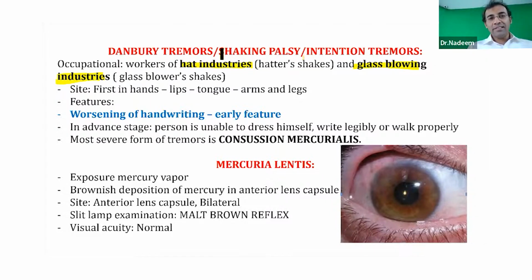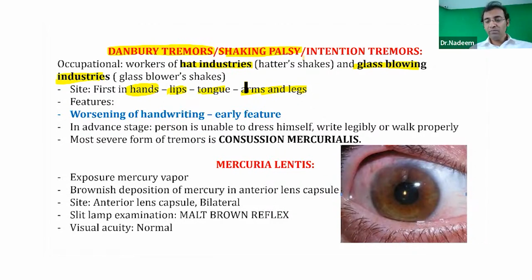Shaking palsy, or you can say there will be tremors. Okay, fine. So where are you going to see this kind of shaking palsy? First of all, in hands. After that, lips, tongue, and arms and legs. In the beginning, first of all, there will be worsening of handwriting, an early feature. After that, even the patient will not be able to dress himself. Fine now? So this is what?